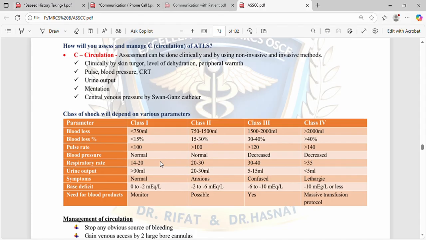Need for blood products: in class 1 you can just monitor. In class 2, you can possibly transfuse. In class 3, yes, you should do the transfusion as per need. But in class 4, you have to activate the massive transfusion protocol.